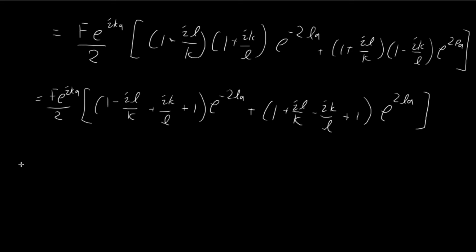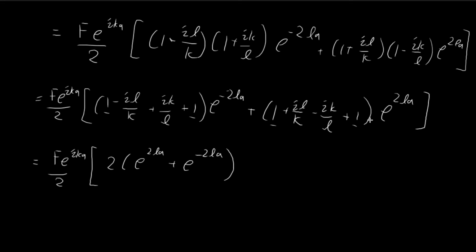And so now I'm going to group together some of the similar looking terms. So right here we have 2, so we have 1 plus 1, so we have 2 inside this bracket, and we also have a 2 inside this bracket. There's also a 1 plus 1. So we have 2 times e to the power of 2la plus e to the power of negative 2la. So I'm just grouping together the terms with the 2. And then for the remaining terms, I'm going to group them up like this.